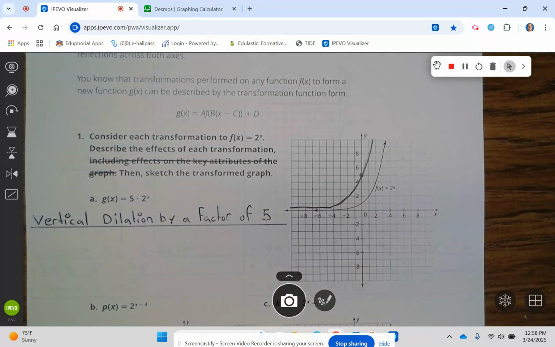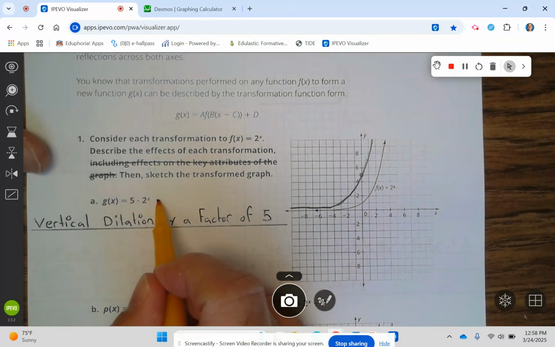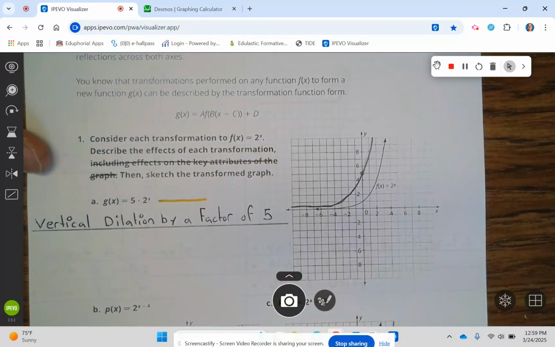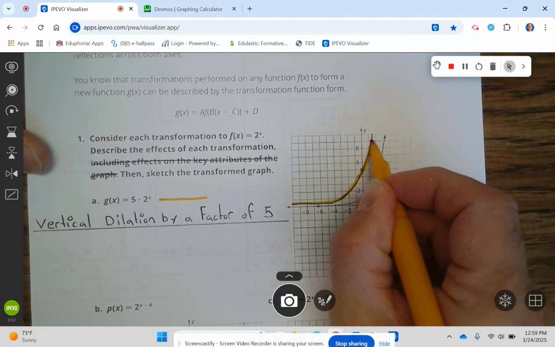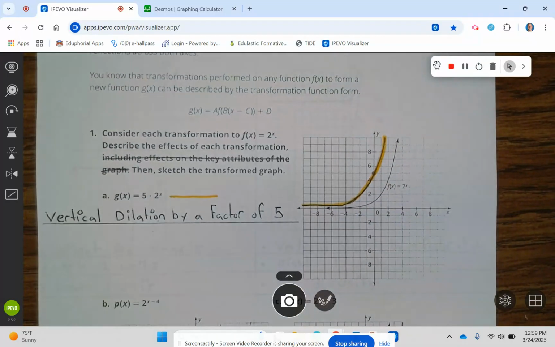1. Consider each transformation to f of x equals 2 to the x. Describe the effects of each transformation, then sketch the transformation graph. The transformation is vertical dilation by a factor of 5, and this is the corresponding graph right here. All right, go ahead and finish up number 1.